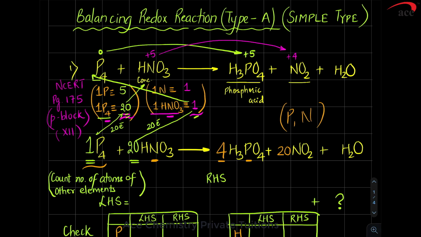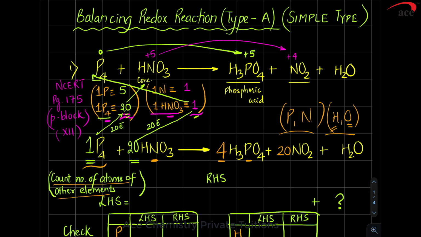So, they are very critical for balancing and they will decide the balancing. Now, after you have balanced phosphorus and nitrogen, we are left with balancing hydrogen and oxygen. Always balancing oxygen is quite complicated. Quite easy is balancing hydrogen. So, what we do is we count the number of atoms of other elements. There are only 2 other elements left other than phosphorus and nitrogen.